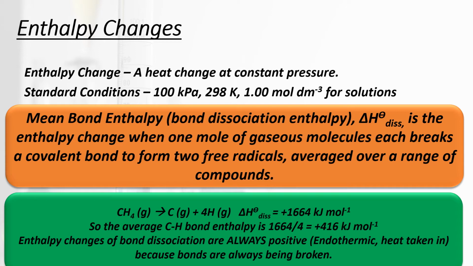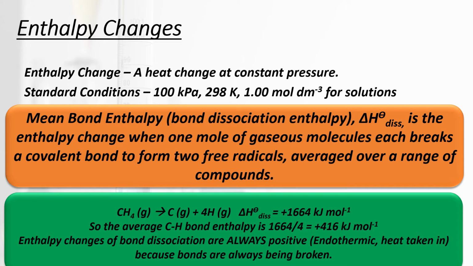So the example would be taking methane, CH4, breaking those 4 CH bonds to produce a carbon atom and 4 hydrogen atoms. This is all gaseous, so CH4 as a gas goes to carbon as a gas plus 4 hydrogen as a gas. These are technically free radicals, which I'm not going to show because essentially you're ending up with the normal carbon and normal hydrogen atoms. And so we then have our dissociation here as being plus 1664.